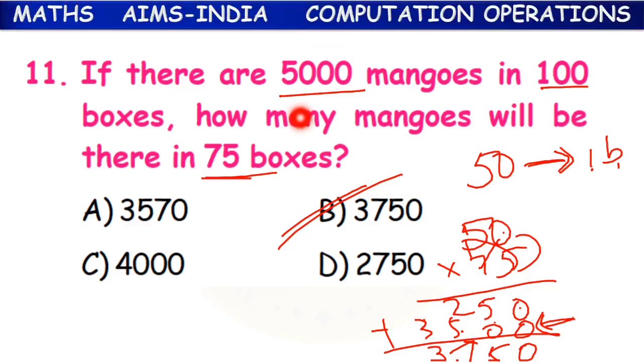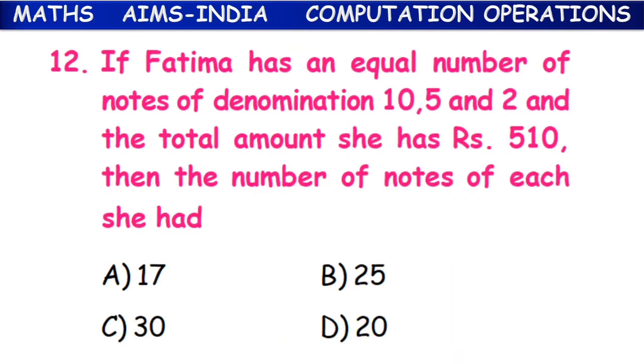First we found out the number of mangoes in one box and then we multiplied it with 75. So that we will get the number of mangoes in 75 boxes.